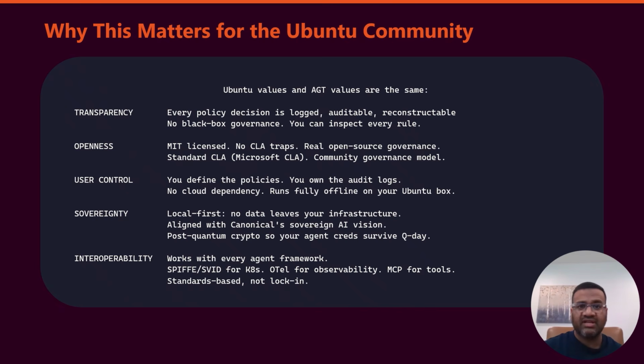Openness. MIT license, not Apache with a patent clause, not BSL, not SSPL, MIT. The simplest, most permissive open source license. We use the standard Microsoft CLA, which is well understood. The project has a community governance model with a public charter.